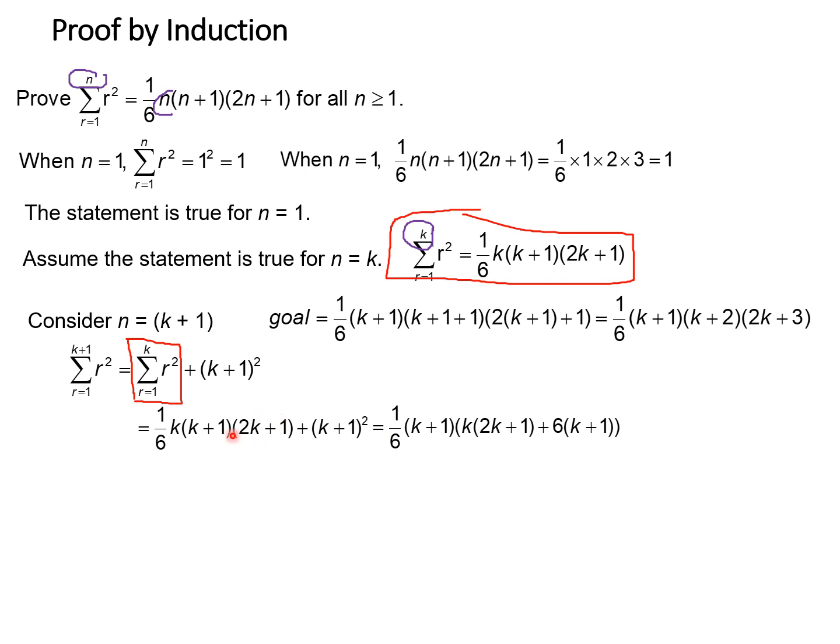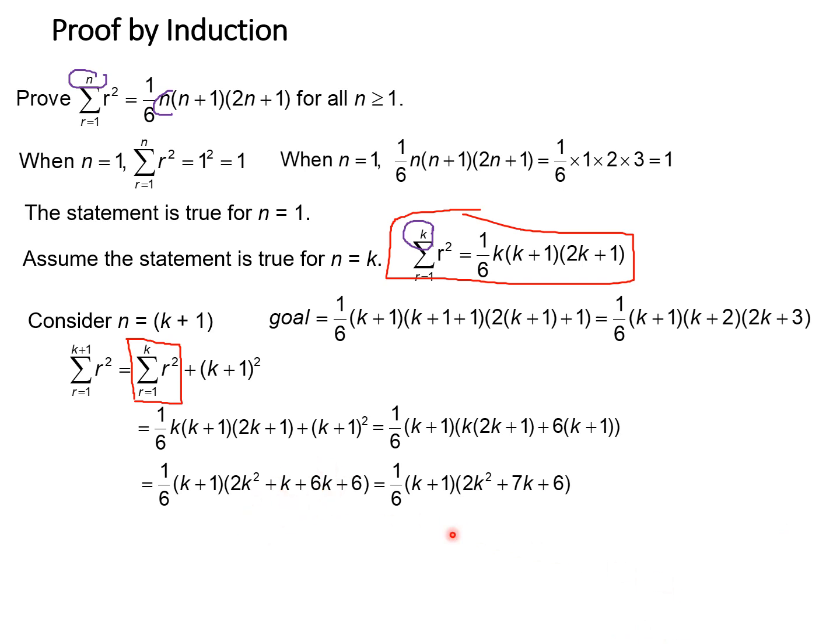So when I rearrange this, I got k plus 1 as a common factor from both, so I brought the k plus 1 out, right? And I'm left with k times 2k plus 1 plus 6k plus 1. So I need to work on the inside because I've already got a part of the goal, which is 1 over 6 times k plus 1. So I need to rework on this second bracket, factorize it, and match it to k plus 2 and 2k plus 3. That's our strategy.